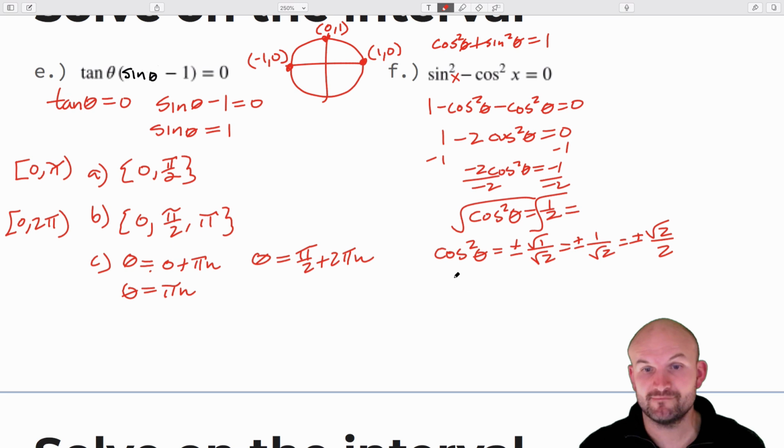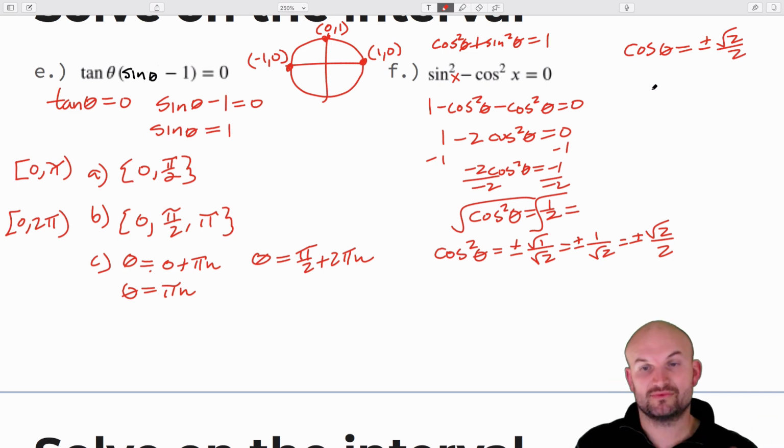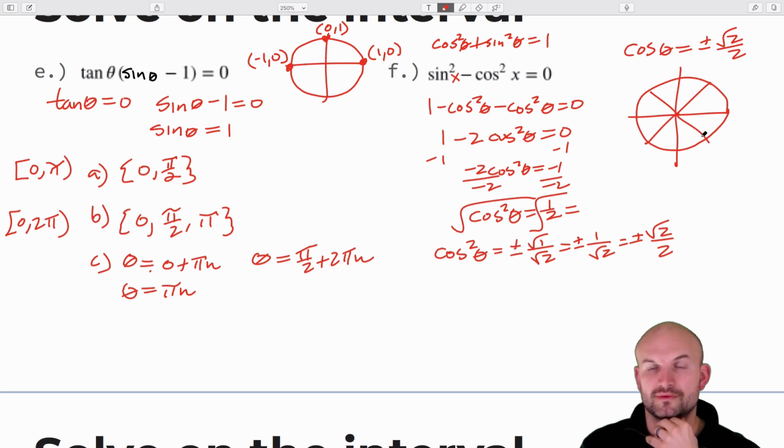So our equation here is cosine of theta equals plus or minus the square root of 2 over 2. So we have done a problem like this. If you remember, we did that for the tangent one. So again, we can see that cosine's always going to be that square root of 2 over 2 at our intervals of pi over 4. Okay, so if I want to find my solutions between 0 and pi, that's going to be pi over 4 and 3 pi over 4.